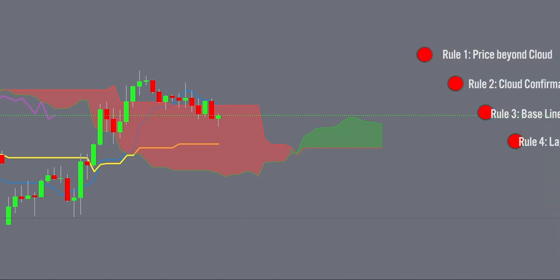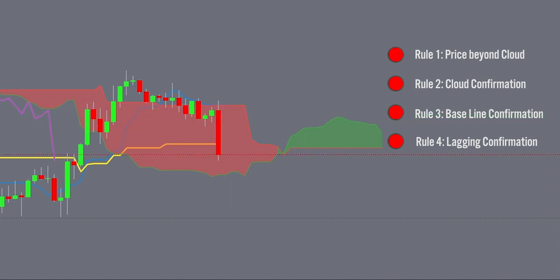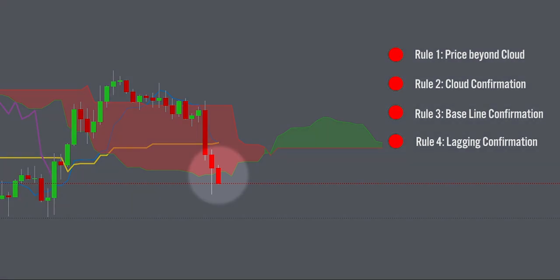Now let's take a look at another, and here we have no signal at the minute. Okay, we're sat inside the cloud, so let's bring our 4 rules up and let's run through and see what we can get out of this. Running down, still nothing, and there we go. Okay, so rule number 1 has been met. Price is beyond the cloud. Okay, perfect, so we can tick that box.